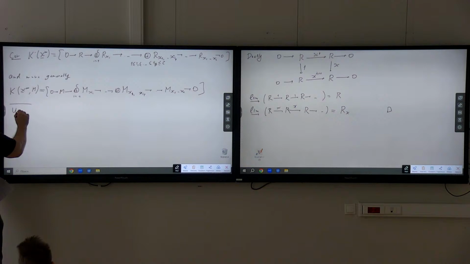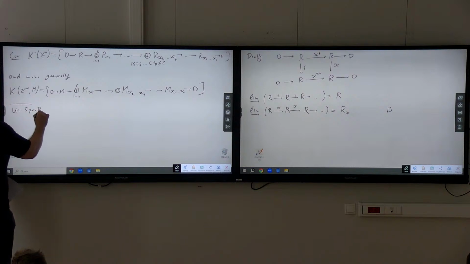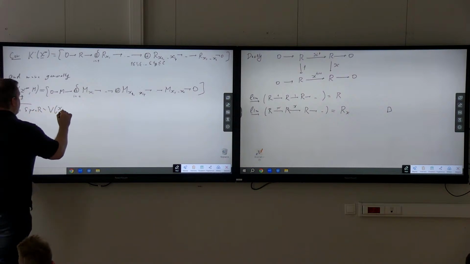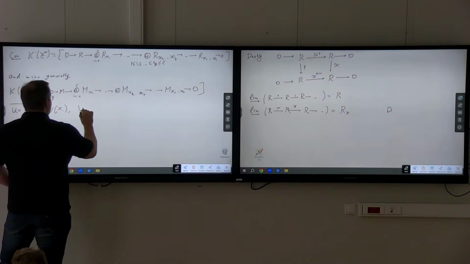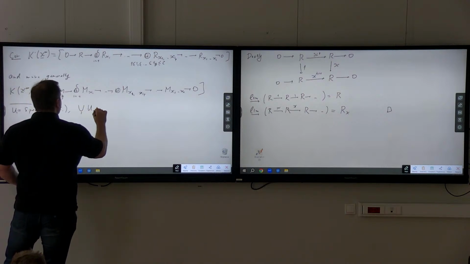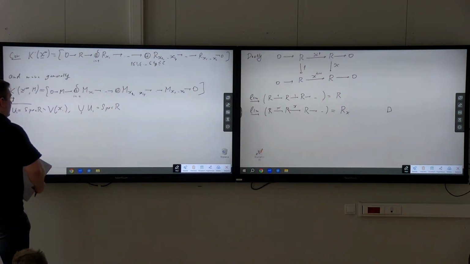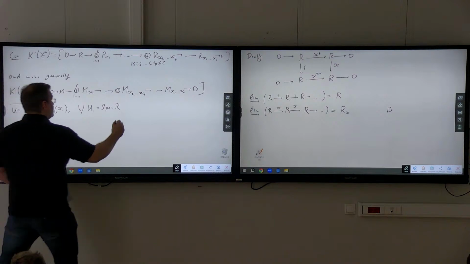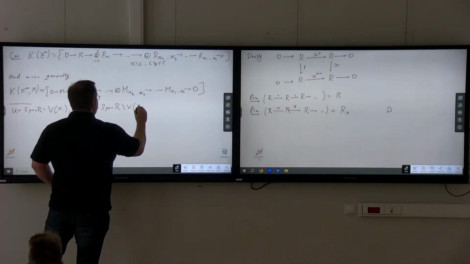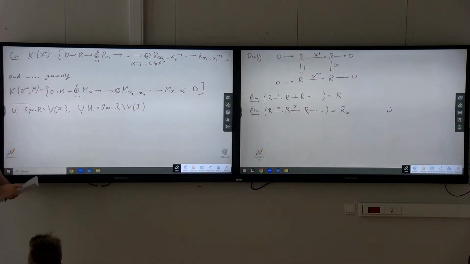The open cover is U_i, which is the complement in Spec R of the vanishing set of the x_i, so the union over i of the U_i gives me Spec R minus the vanishing set of the ideal. So this is the open cover for the complement of the vanishing set of the ideal.